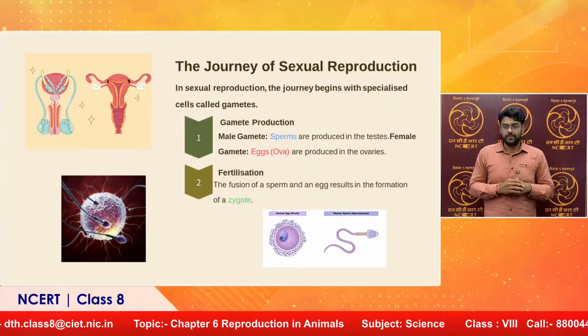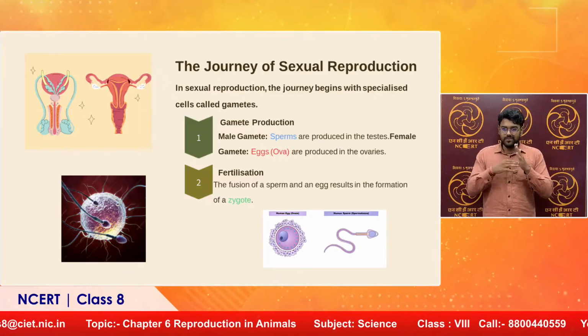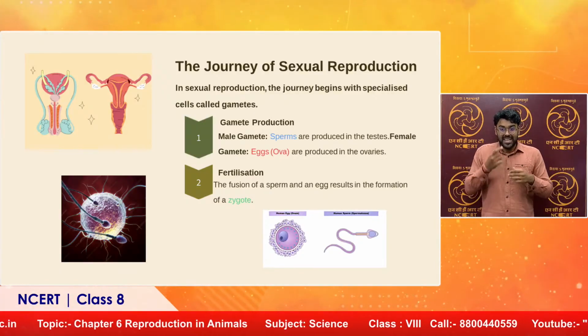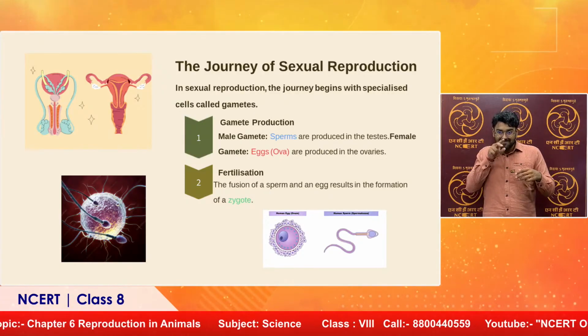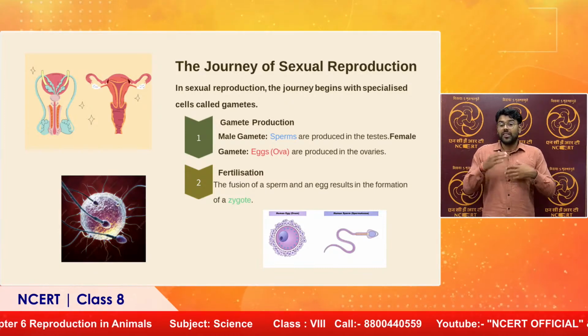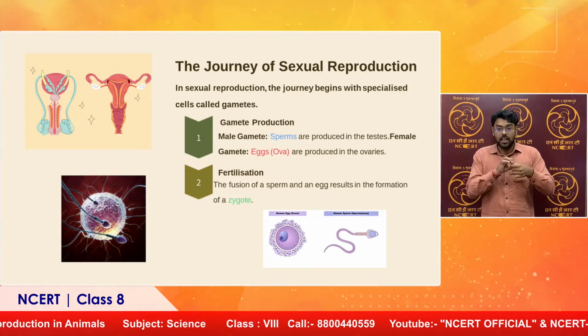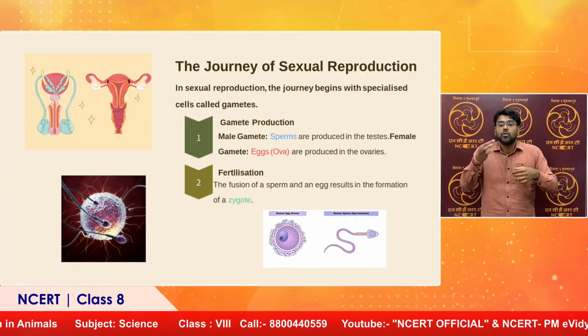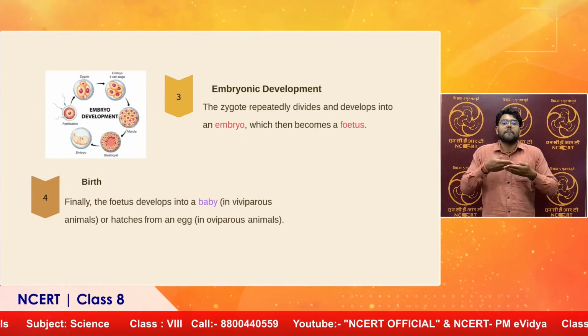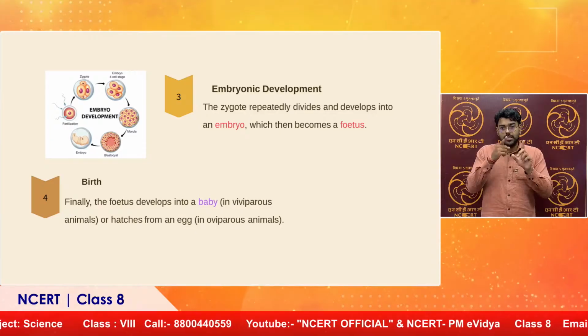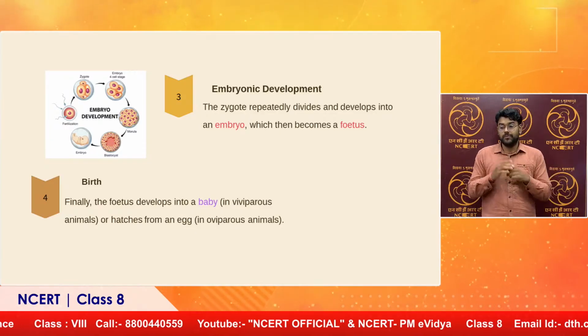So fertilization has happened. Now after fertilization, both of them, this egg and the sperm, are single celled. When they fuse, after fusion, they form a cell which is again a single cell, and that is called a zygote. So the picture you can see here says embryonic development.